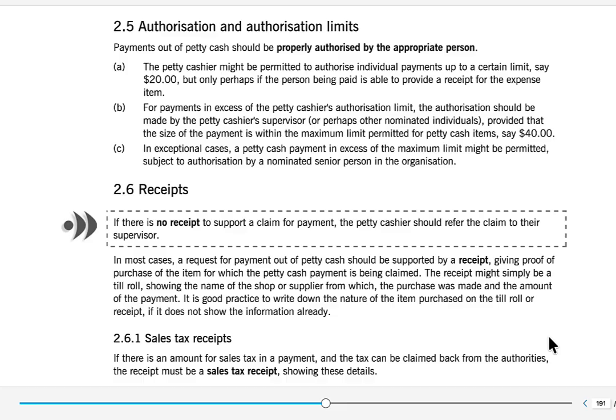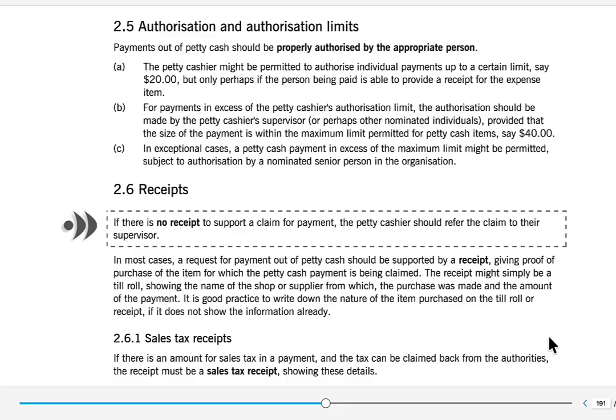Simple examples to make it easy. Example 1. Sarah asks for $10 to buy printing paper. This is small. If the limit is $20, the petty cashier can approve it. A receipt should be provided. Example 2. Ali asks for $35 for a taxi fare. If the petty cashier limit is $20, this is too high. The supervisor must approve it first.